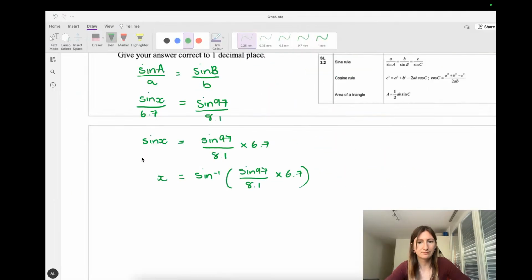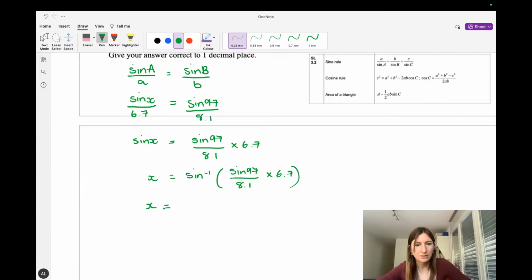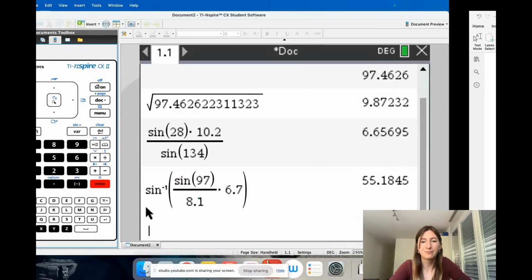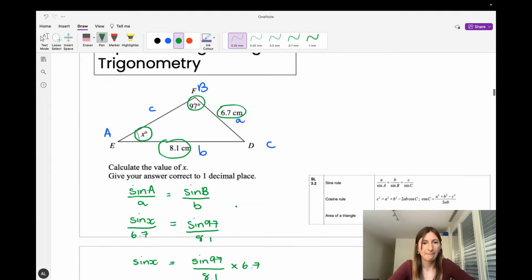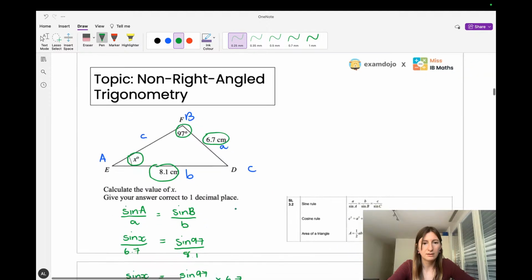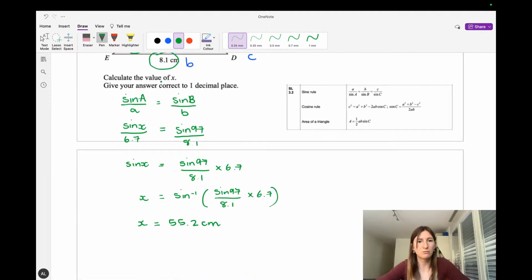55.2. And I can round because I'm at the end. 55.2. What were we in? Centimeters. And done. Well, they say give your answer to 1 decimal place.